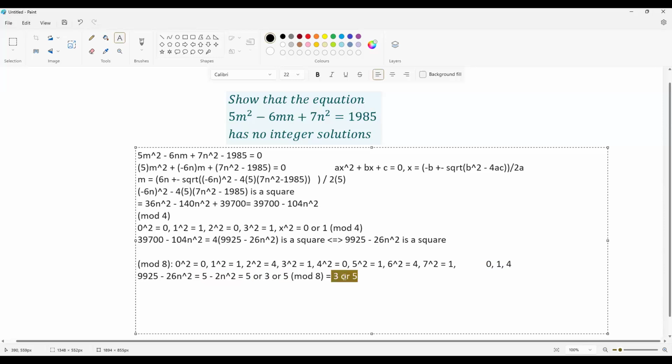But 3 or 5 is neither of these. So, therefore not a square. And we're done. We've proven that this is not a square, so there are no integer answers for m.